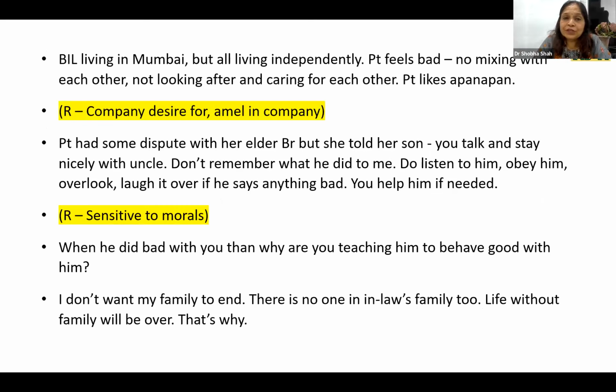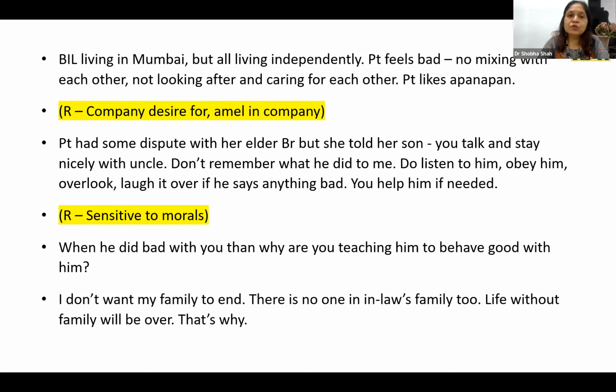The patient also said that her brother-in-law is living in Mumbai, but they all are living independently. There is not much relationship between them. The patient feels bad that there is not much mixing and they are not even looking after or caring for each other, and there is not much apnapan, belonging, that she feels. She is the person who likes to be in company and feels better that way.